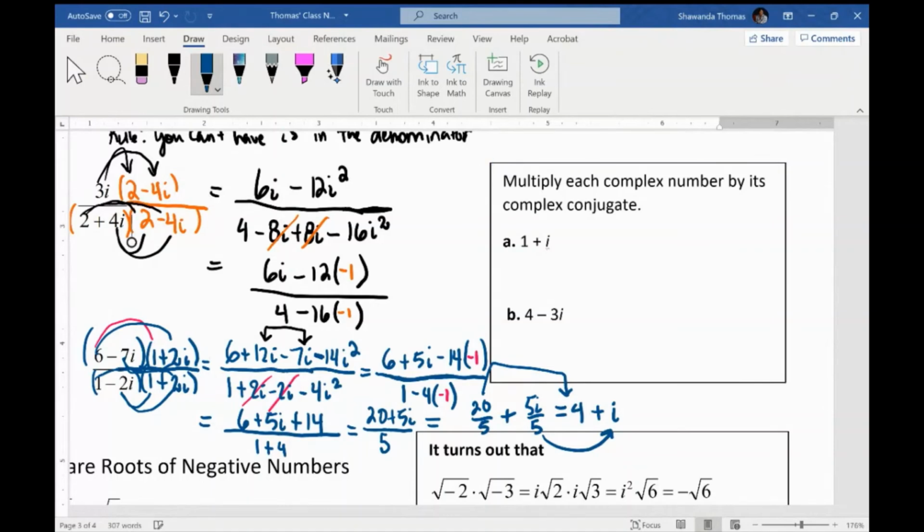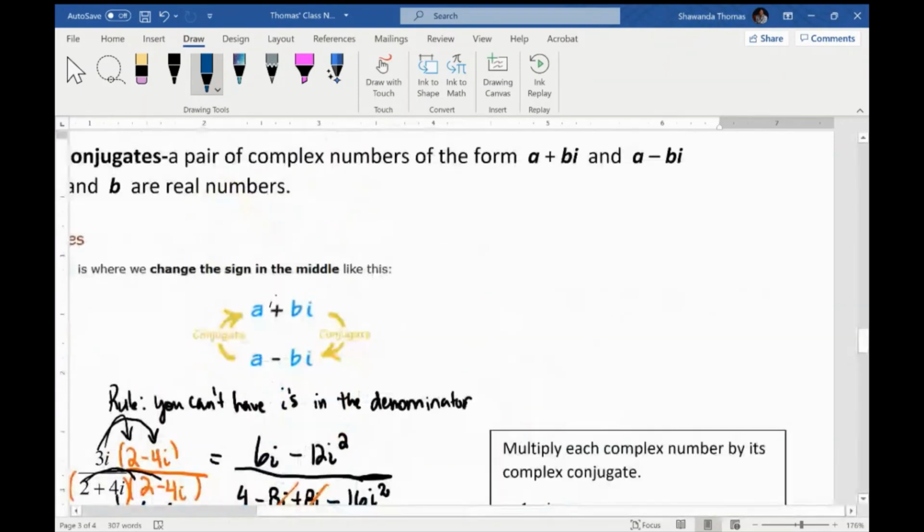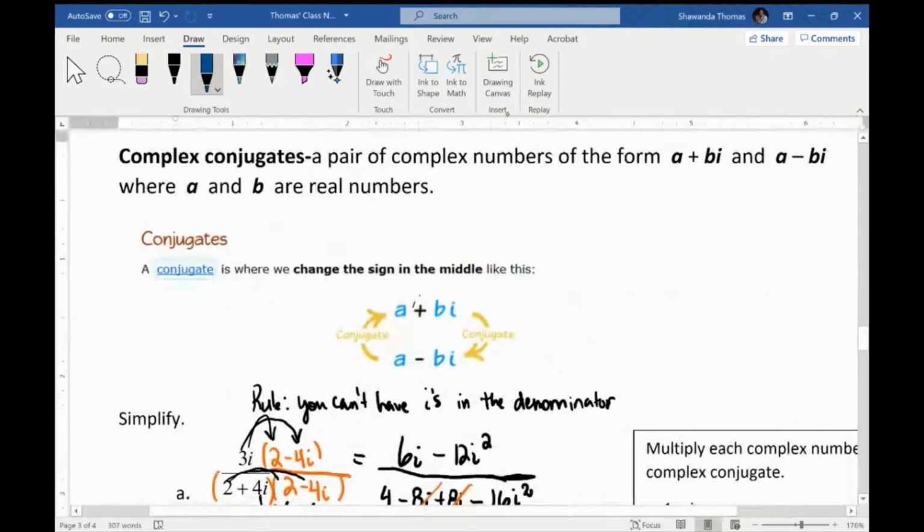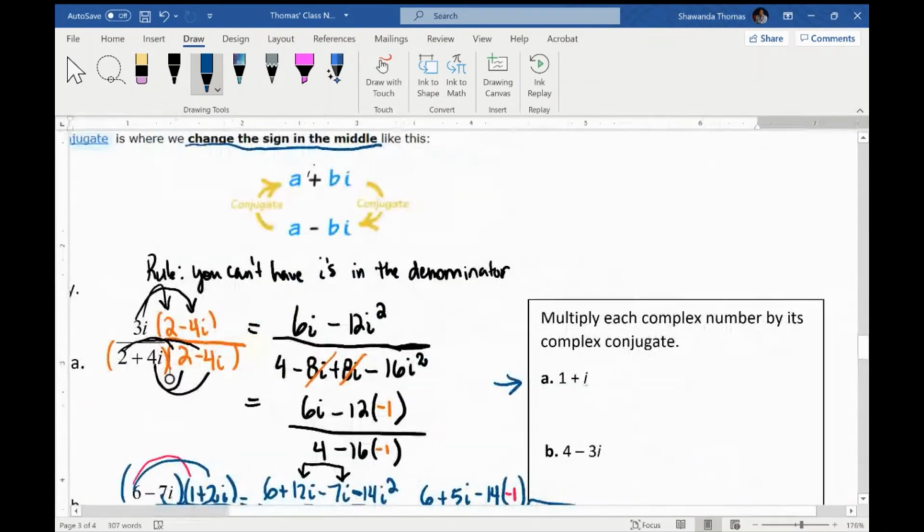What is the complex conjugate of 1 plus i? 1 minus i. Thank you. Again, the conjugate is where we change the sign in the middle. So here's what we're going to do. We're just going to multiply that by 1 minus i. I'm going to give you 60 seconds to work it out.